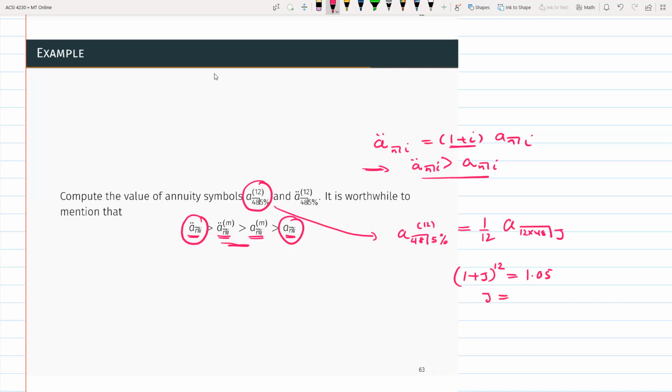So let's calculate and get the j. So what do you get? Let's say 1.05 to the 1 over 12, minus 1. So your j is 0.004074124. And then now for this one, I can calculate this quantity. Or if you want, really, you can enter this one too. So you can use a calculator. You can say payment is 1 over 12, and number of payments is 12 times 48.